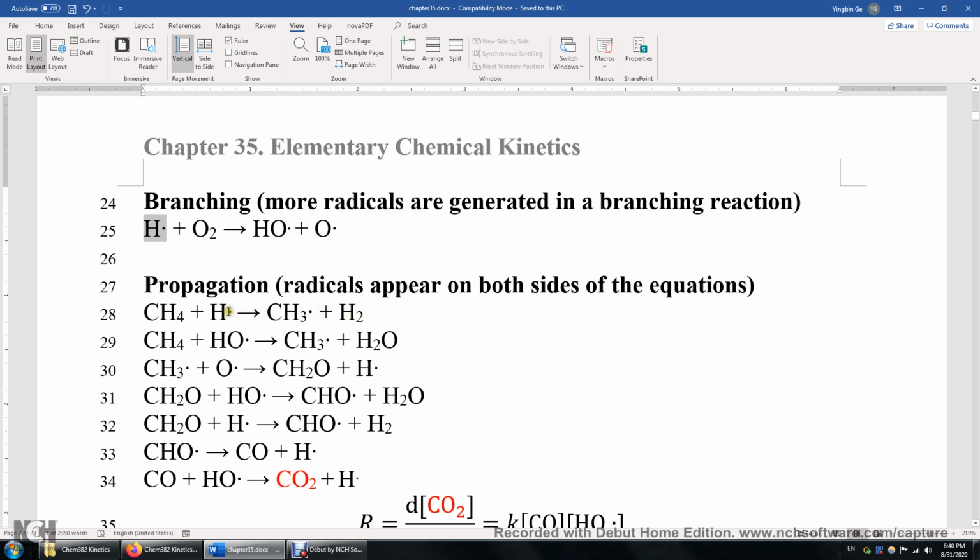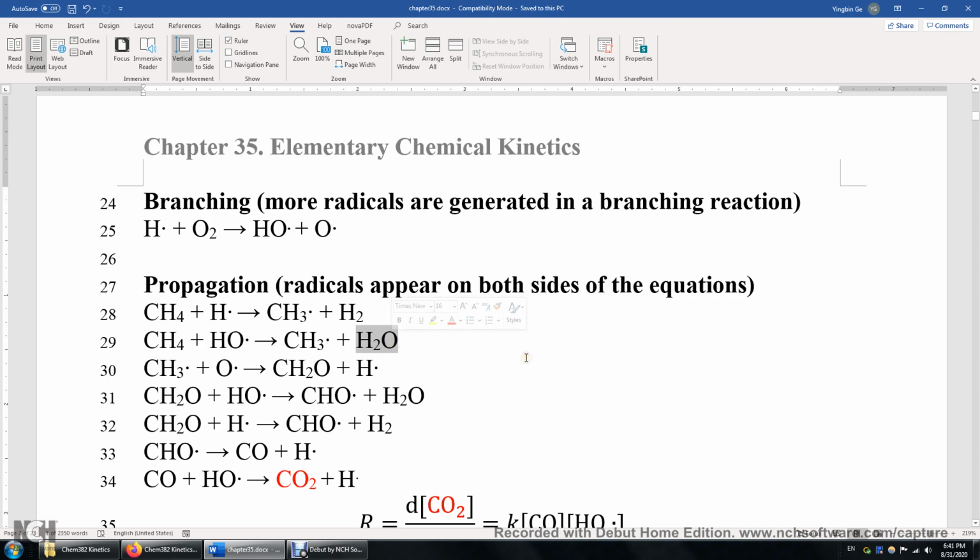For example, this H radical may attack one of these 4 hydrogen atoms in methane to form H2. And this methane loses one hydrogen and forms this CH3 radical. And also over here we have hydroxyl radical. It can also attack methane to form water and another methyl radical. So now you see one of the two products. The other product is CO2.